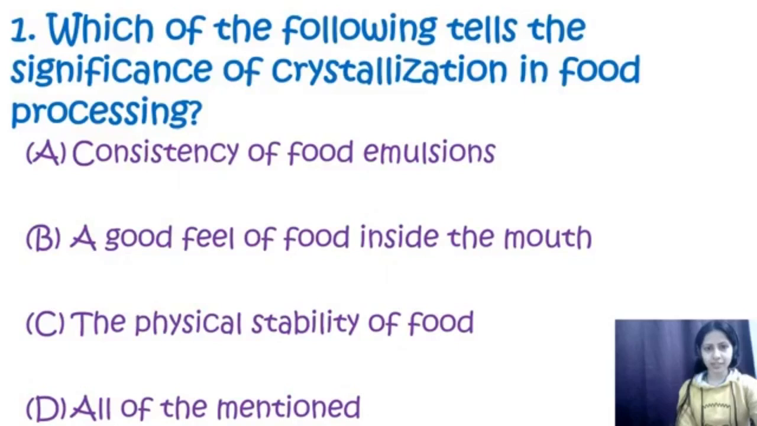Following tells the significance of crystallization in food processing. Option A, consistence of food emulsion. Option B, a good feel of food inside the mouth. Option C, the physical stability of food. And option D, all of the mentioned. So the correct option is option number D, that is all of the mentioned.